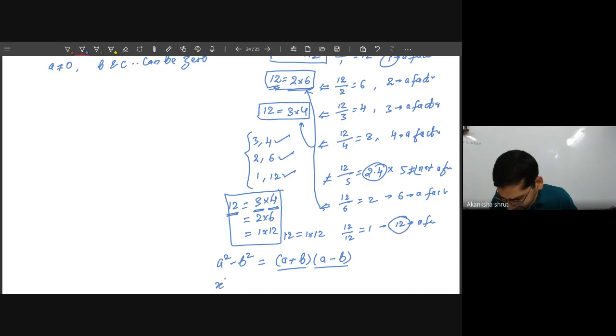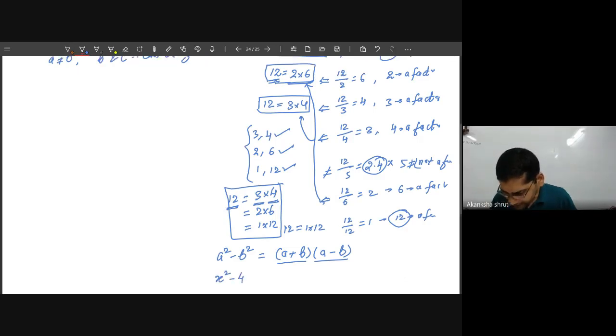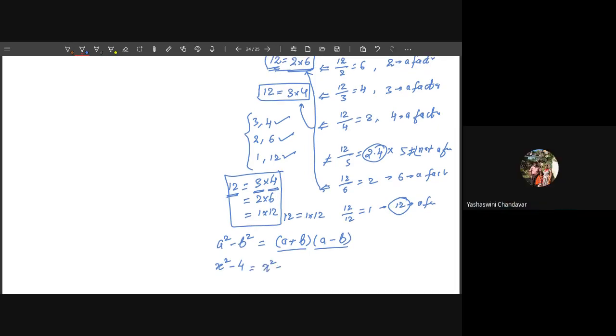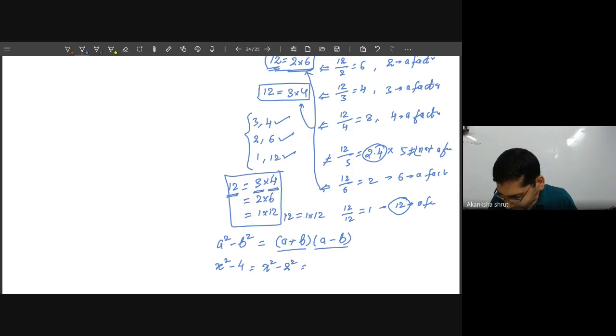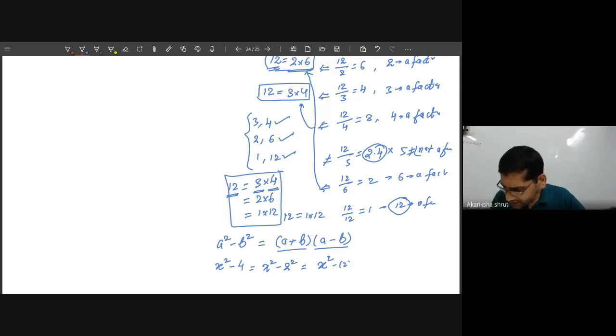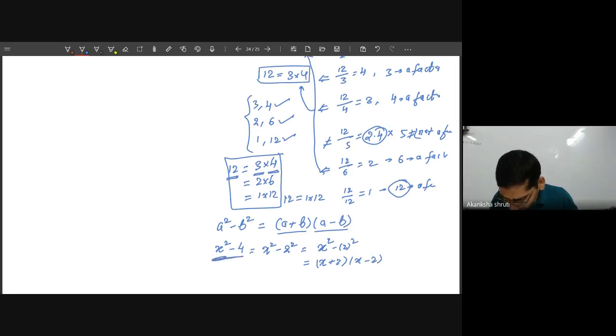Similarly, if there is x square minus 4, students, what can we write for this? This can be written as x square minus 2 square. Writing this way or that way means the same thing. This can be split as x plus 2 and x minus 2. Students, what is this? This entire term is your quadratic.